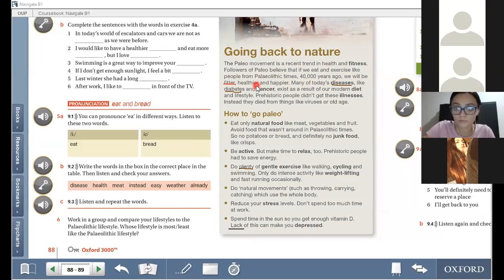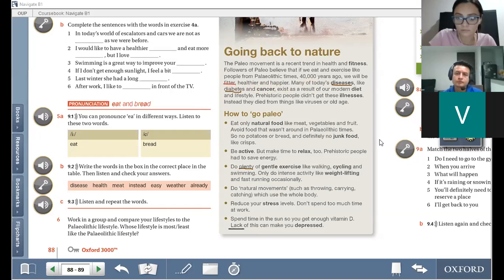Stop there. Paleolithic. Paleolithic. All right. Times, 40,000 years ago. Thank you very much. Fitter, healthier, and happier. Very good job. Valentina.